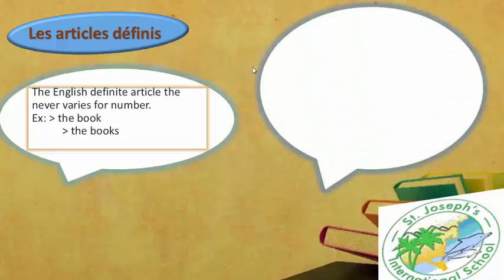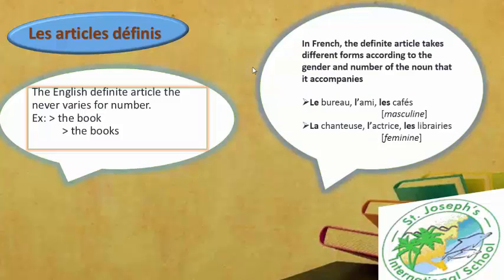Et en français, in French, the definite article takes different forms according to gender, masculin ou féminin, and number, singulier ou pluriel, of the noun that it comes with. So I'm giving you here some words. For example, the word bureau, it's office. I wrote here le bureau, the office.